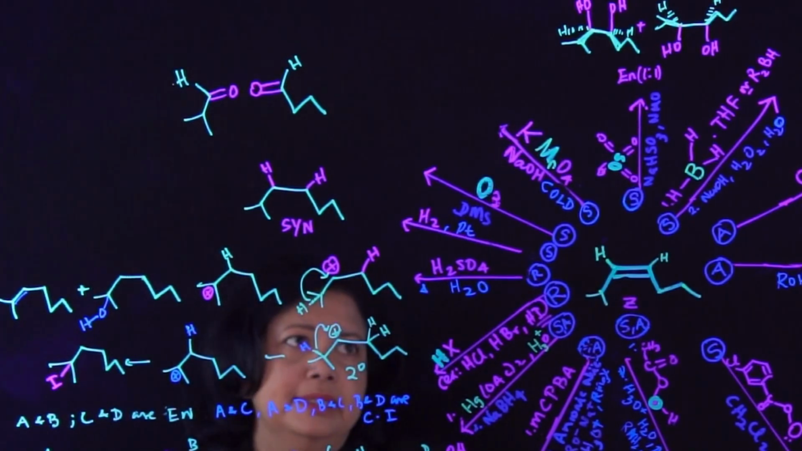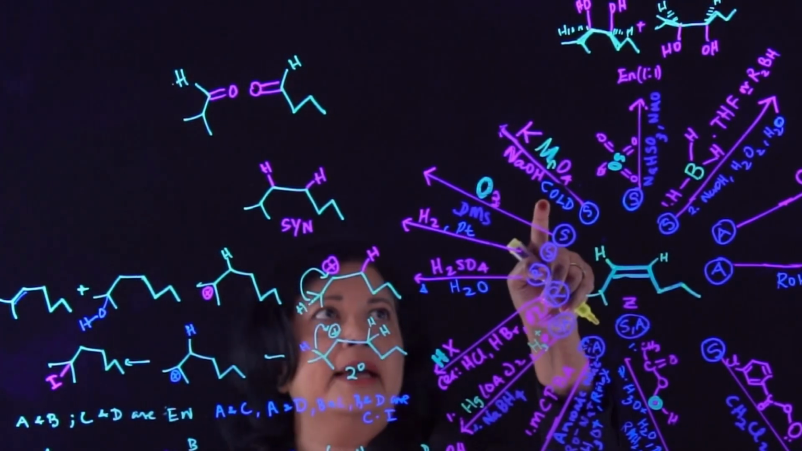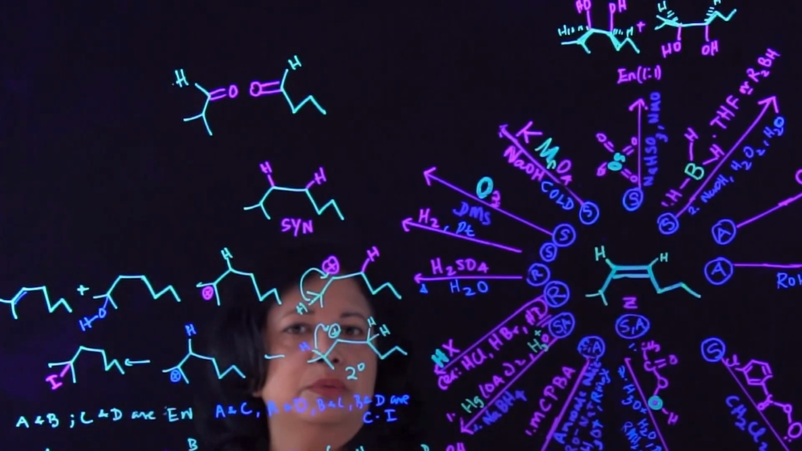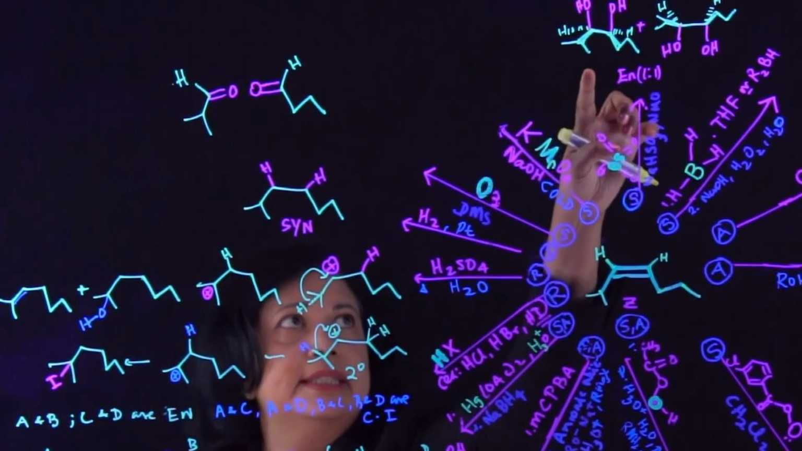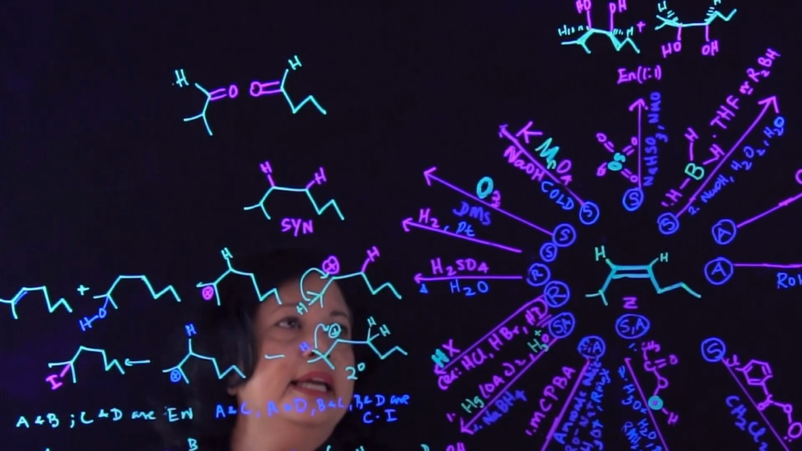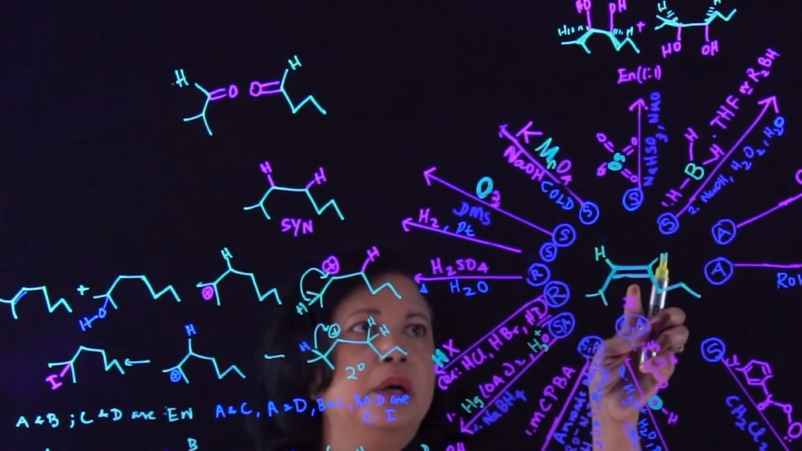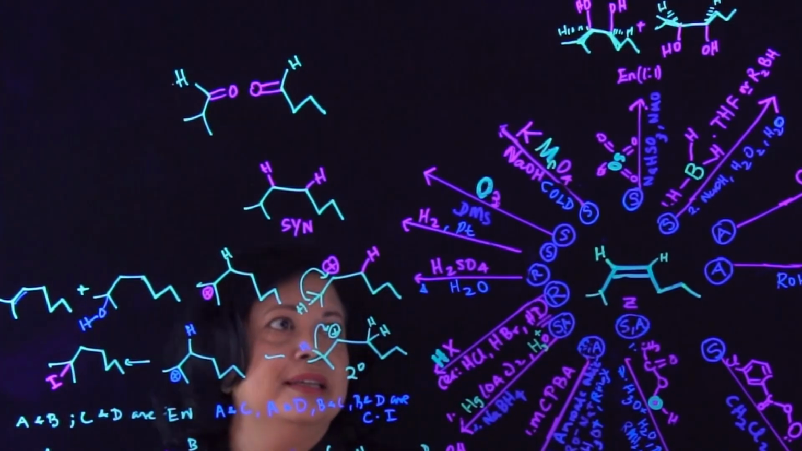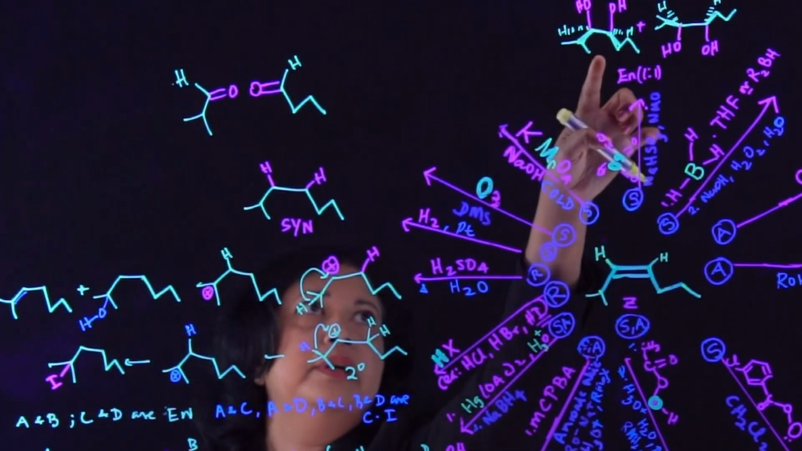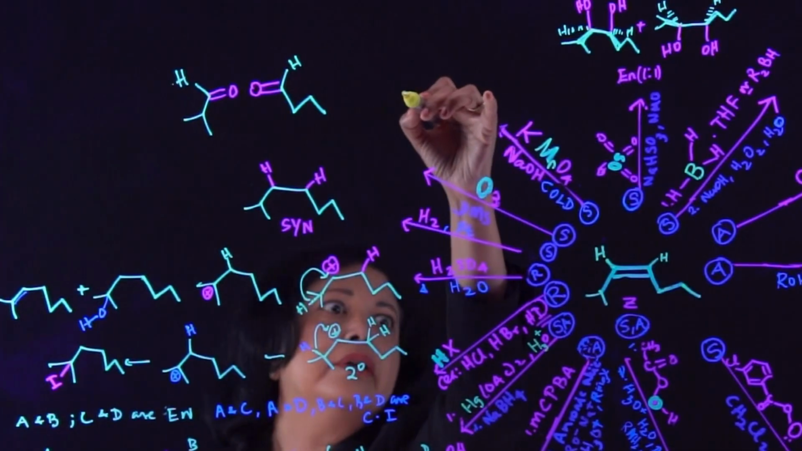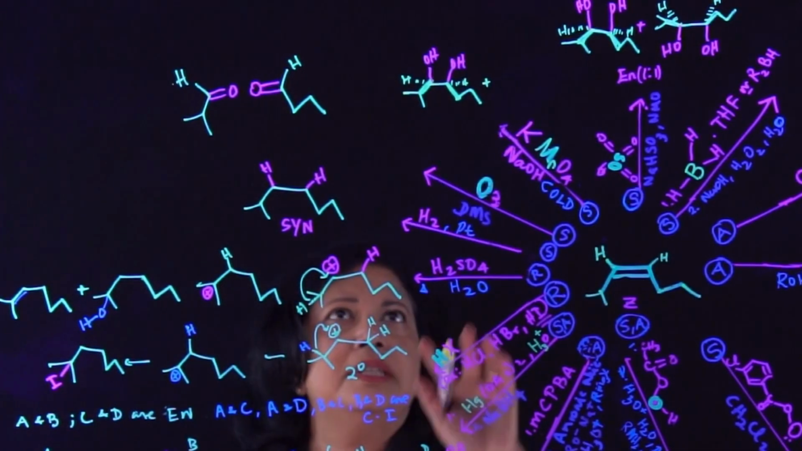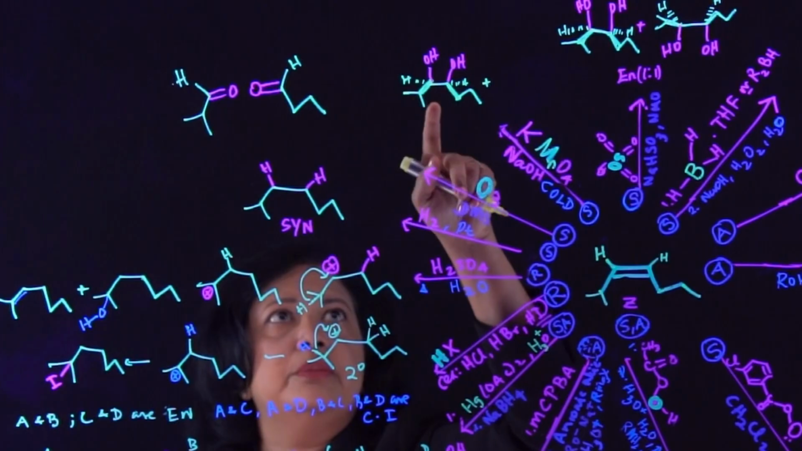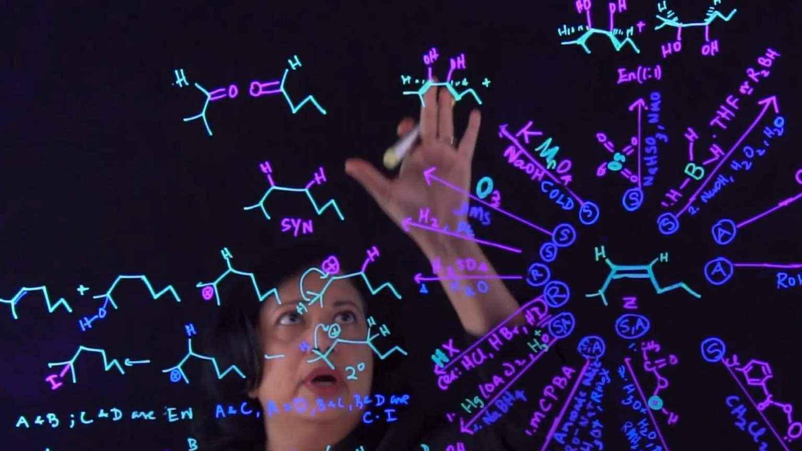KMnO4 cold. Well, KMnO4 cold acts very much like osmium tetroxide. So you would get the same thing, syn and anti. KMnO4 hot would go to carboxylic acids on both sides. So let's do KMnO4 cold. We'll just do the same thing over here. And let's draw this a little bit differently for the enantiomer. So put the mirror right in front.